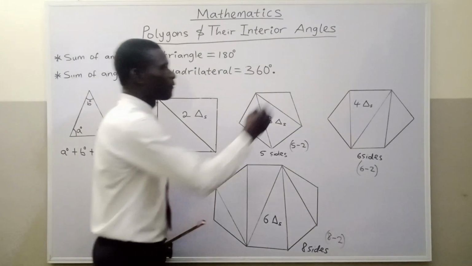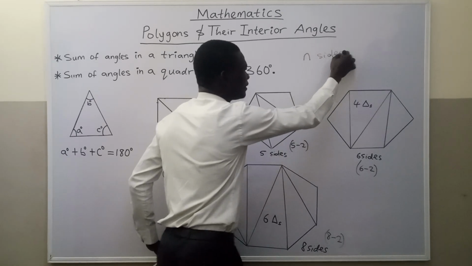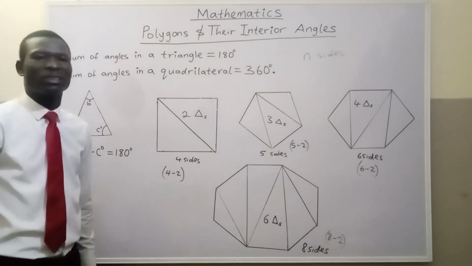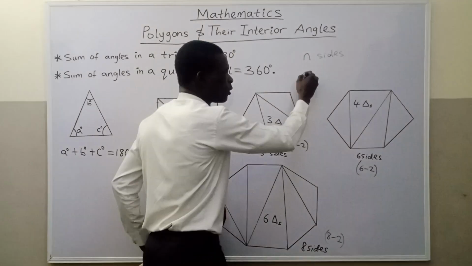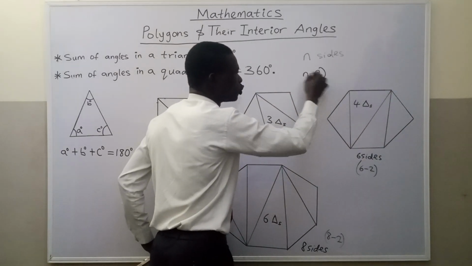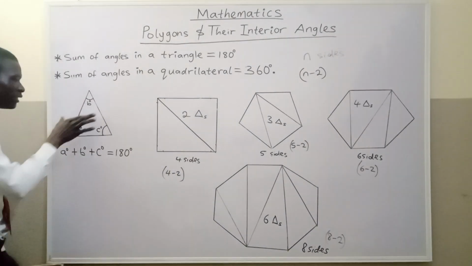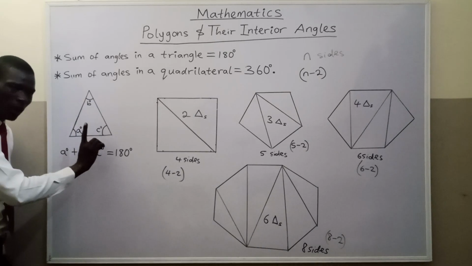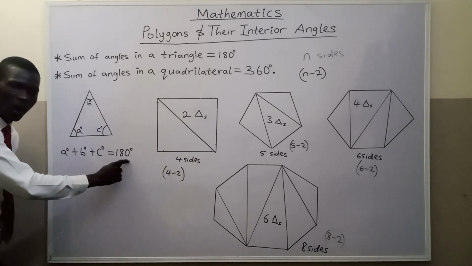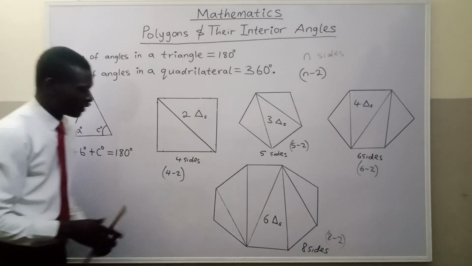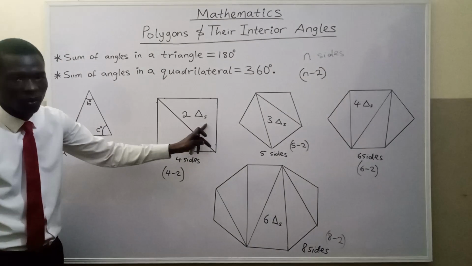Now, what if we are having n sides? How many triangles are we going to have in n sides? So the number of triangles that we are going to have for n sides is going to be n minus 2. Now, what is the sum of interior angles in one triangle? It is equal to 180 degrees. So if I am having 2 triangles here, this is going to be 180 degrees. This is going to be 180 degrees.